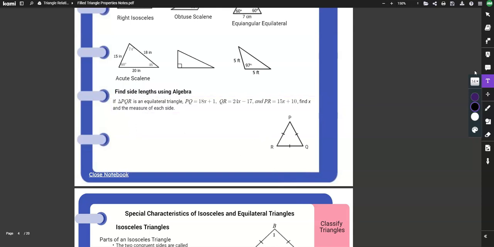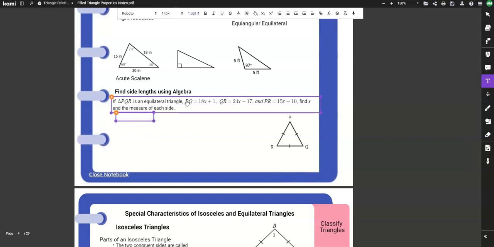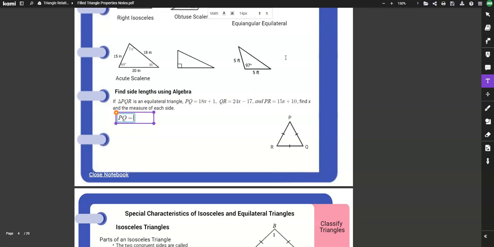So what we're going to do is choose any 2 of these sides, because they're all 3 congruent, set them equal to each other, and solve for x. So I'm just going to do PQ and QR. PQ equals QR. We do already have a list of givens, so we don't have to list them again. And PQ is 18x plus 1, and I'm going to set that equal to 24x minus 17.